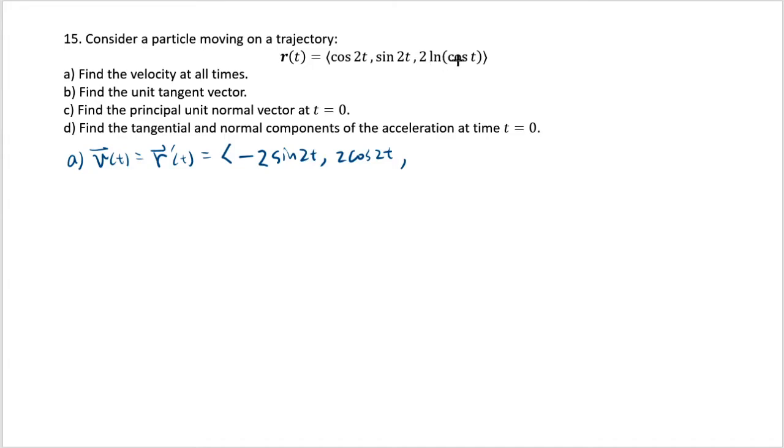Finally, ln of anything is 1 over, so you get 2 times 1 over cosine t, but then the chain rule says you have to differentiate cosine, which gives you negative sine t. Okay, so you would be getting negative 2 sine 2t, 2 cosine 2t, and then I would say sine t over cosine t is tangent, so this would be negative 2 tangent t.